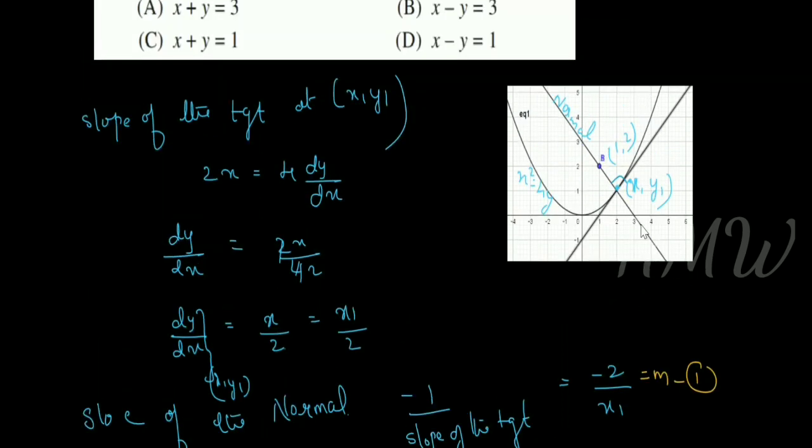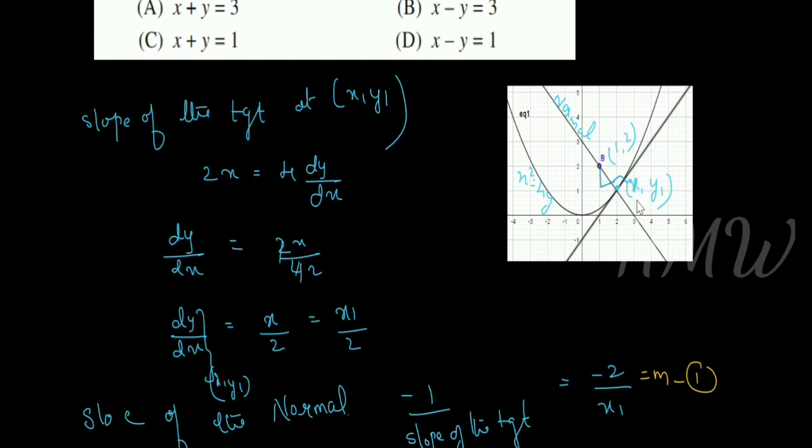Now we can find the slope of the normal using the two-point form, because we know one point, (1, 2). We can find the slope of this line, the normal, using the slope formula. The two-point formula, we can use that because we know two points here.